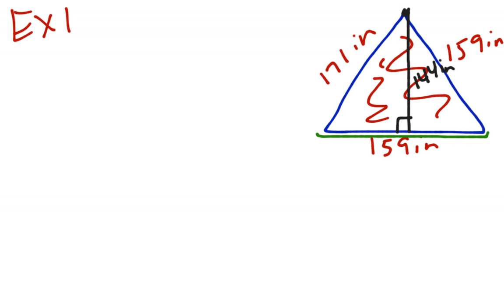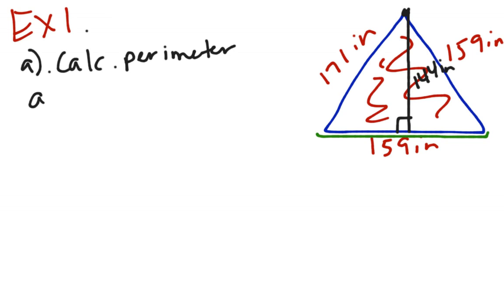So sometimes there's confusion on which of these dimensions to use. So the first thing I'm going to do is calculate perimeter. They've asked me to calculate the perimeter of the sail and the area. So the perimeter, remember, I'm going to go around the sail, which you would never do, but we're practicing.